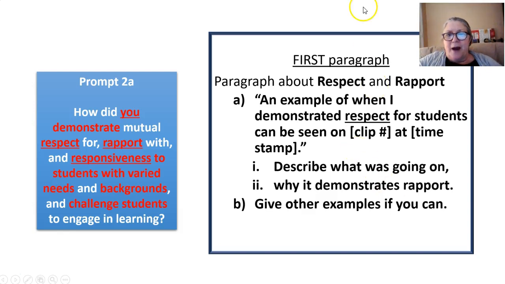So your first paragraph that you're going to write is going to be from prompt 2A. Looking at that question, how did you, that's an important word, demonstrate mutual respect for, rapport with, and responsiveness to students with varied needs and backgrounds, and challenge students to engage in learning?